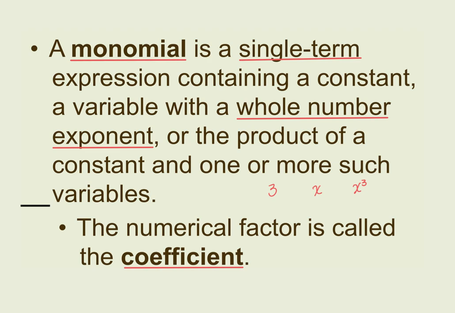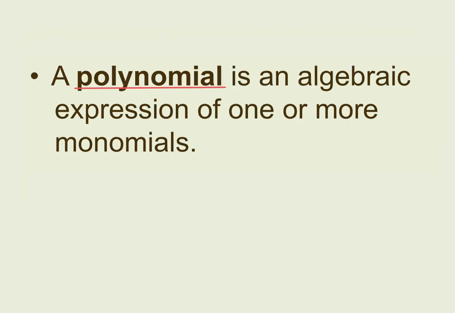Remember, a whole number is your whole number sets, or you could have a combination, a product of numbers and variables. But it can only be one term. You can't have any addition or subtraction in order for it to be a monomial. A polynomial is when you add or subtract monomials. So you could have one monomial or multiple monomials added or subtracted, and that is a polynomial.